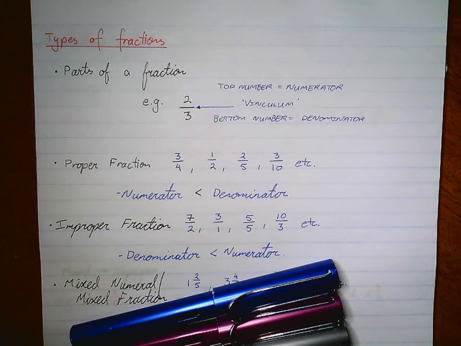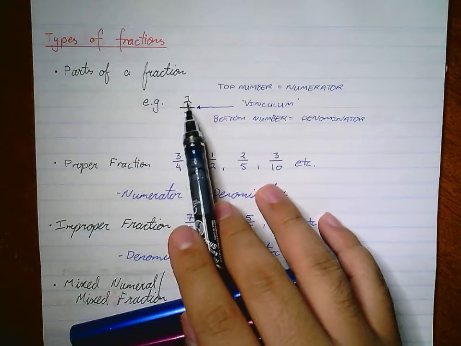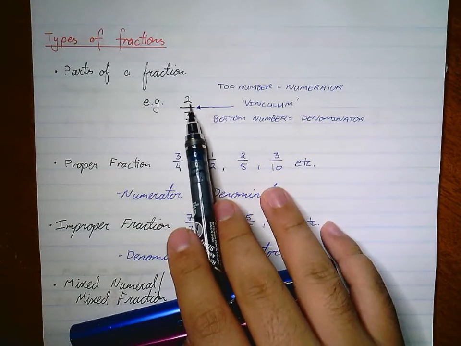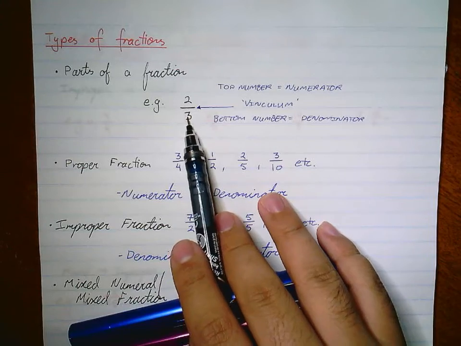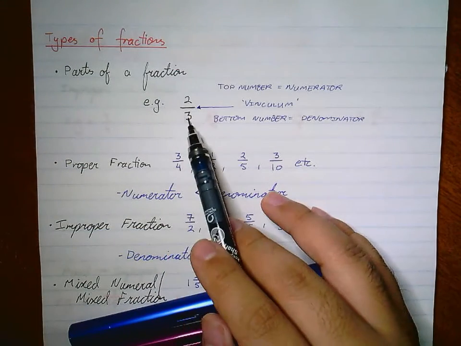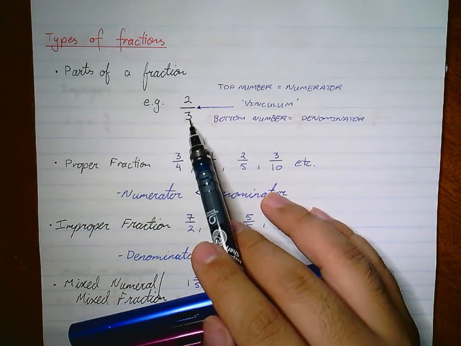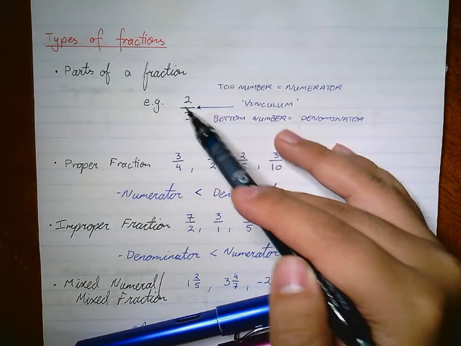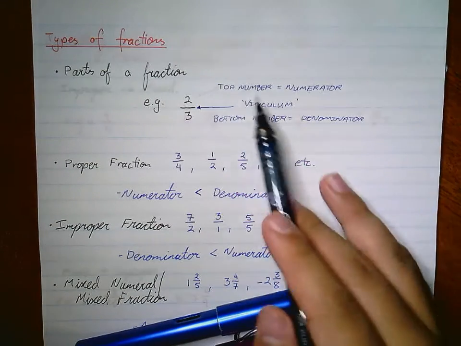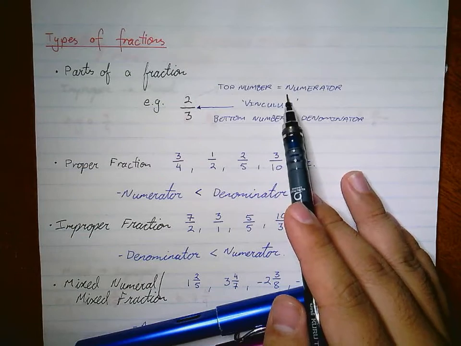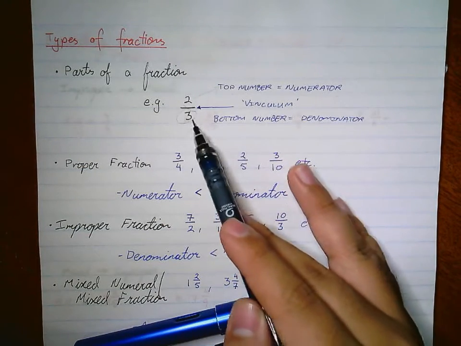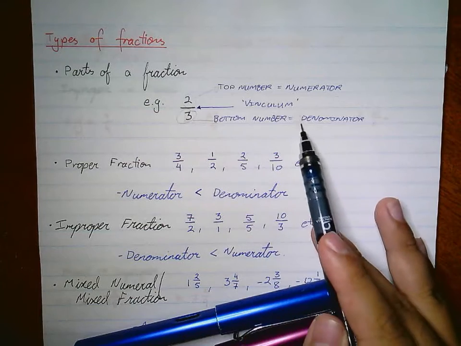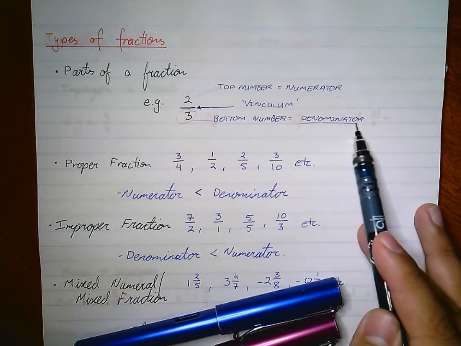The first thing we need to know is the different parts of a fraction. So here's a very basic fraction, 2 over 3. By the way, that's how I'm going to be pronouncing quite a few of my fractions. So the first thing we need to learn is that this top number is actually called the numerator. The bottom number, the 3, is actually called the denominator.